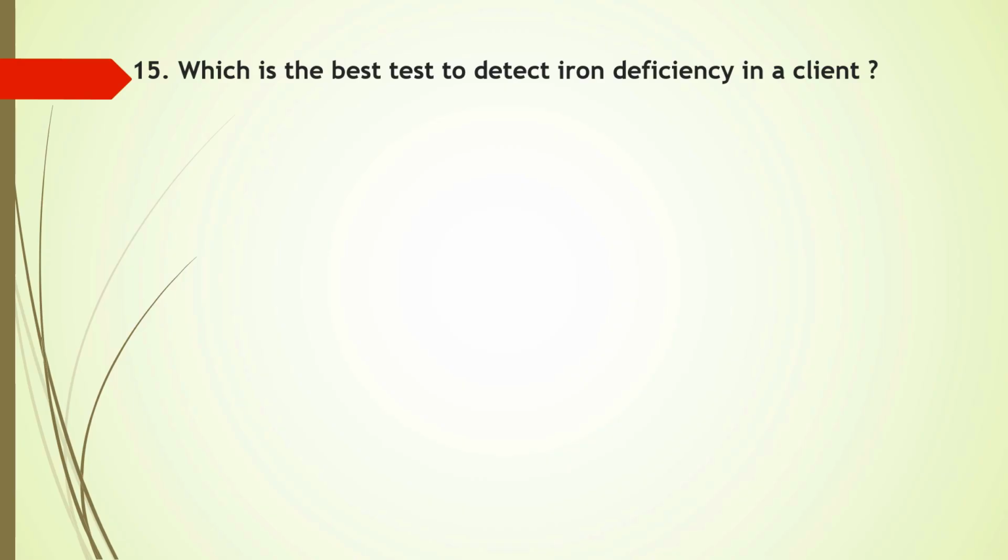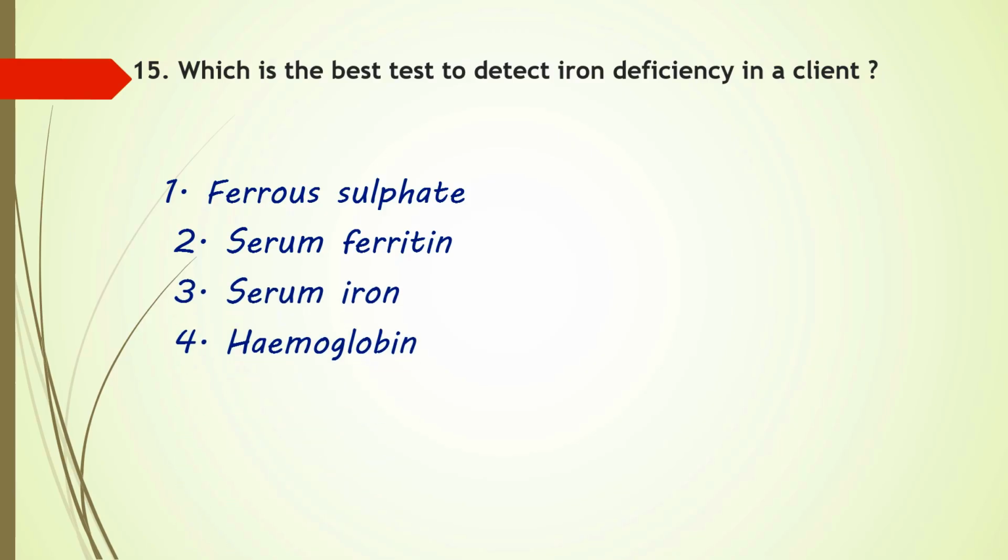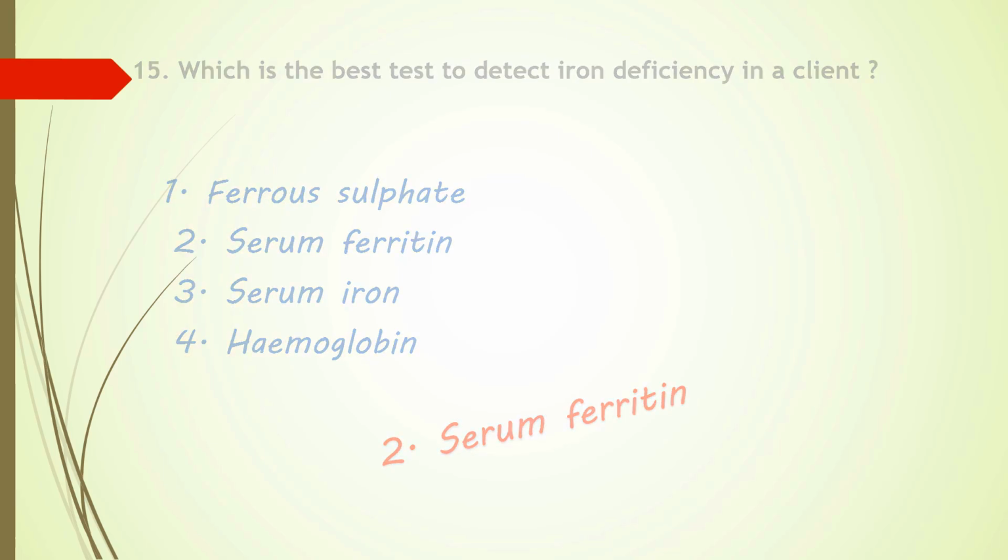Okay, next question, which is the best test to detect iron deficiency in a client? Options are ferrous sulfate, serum ferritin, serum iron, or hemoglobin. Yes, option 2, serum ferritin is the best test to detect iron deficiency in a client.